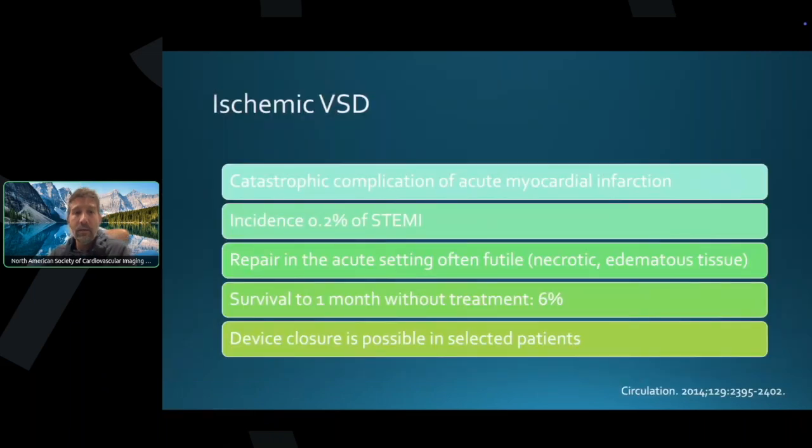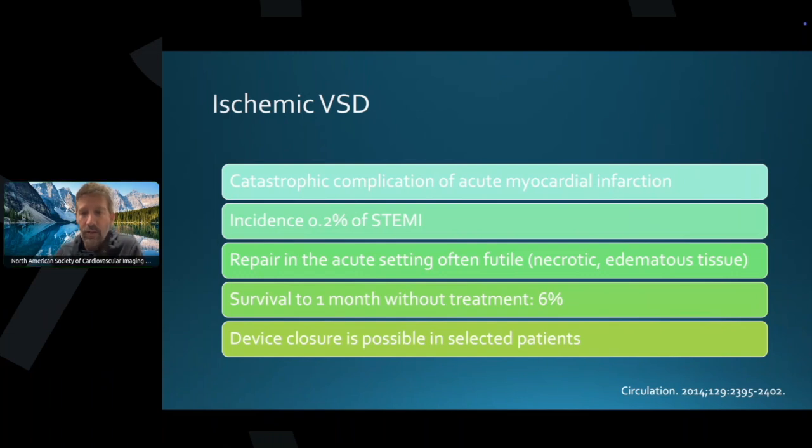So this is an ischemic VSD. And this is a catastrophic complication of acute myocardial infarction. Luckily, it is not very common. Only 0.2% of STEMIs will present with an ischemic VSD. Basically, what you have here is breakdown of the muscle of the myocardium, and you end up with this communication between both ventricles. It's catastrophic because it leads to acute right heart failure, right?